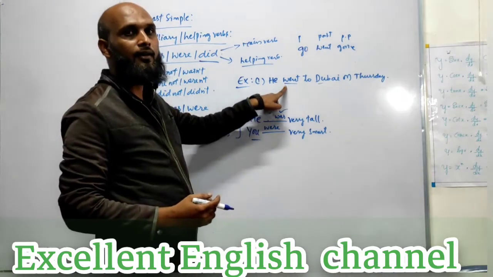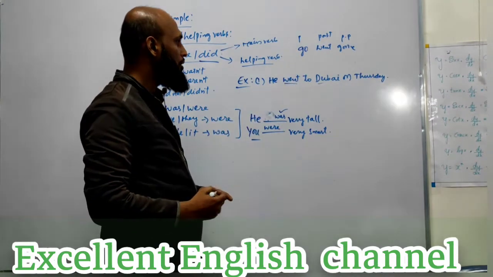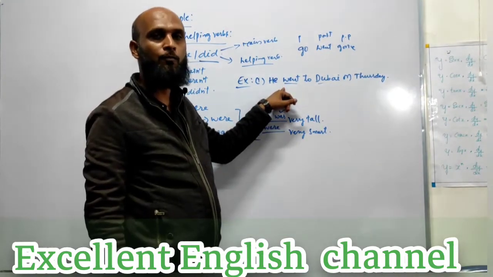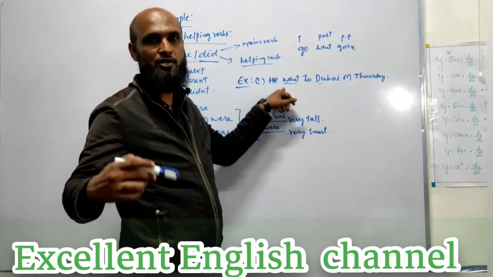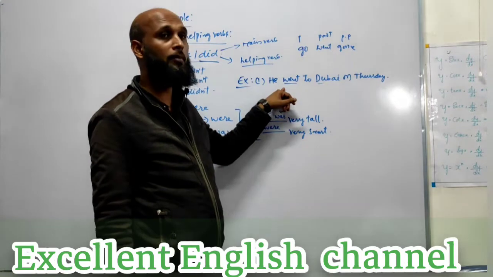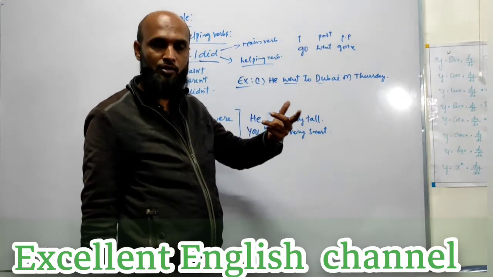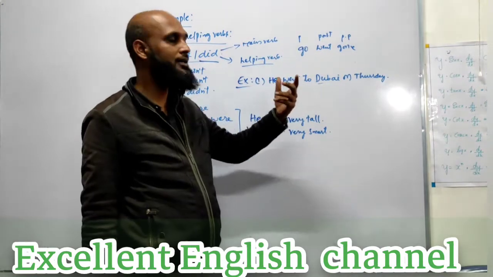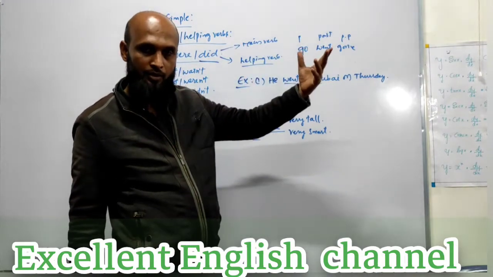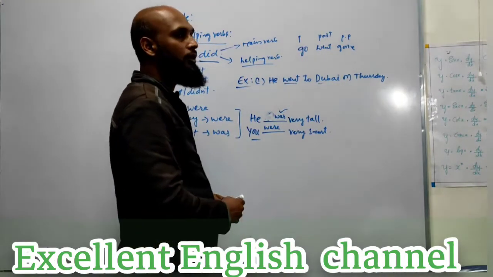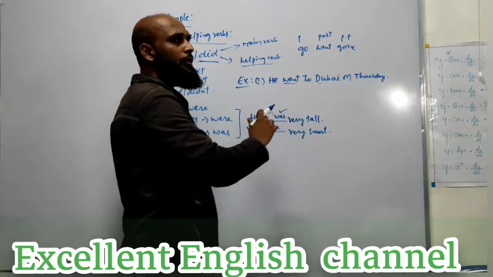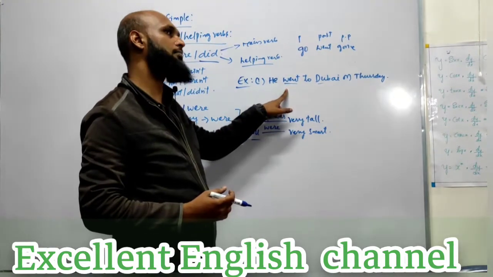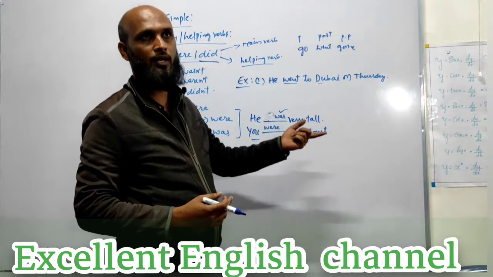So went is the main verb. You don't have to use any helping verb here because the verb itself is taking care of both the things. It is talking about what kind of action is taking place, as well as in which tense, present or past, the action is taking place. He went to Dubai means this action is finished. He went there to Dubai on Thursday. So it is talking about what kind of action is taking place, as well as when that action took place.